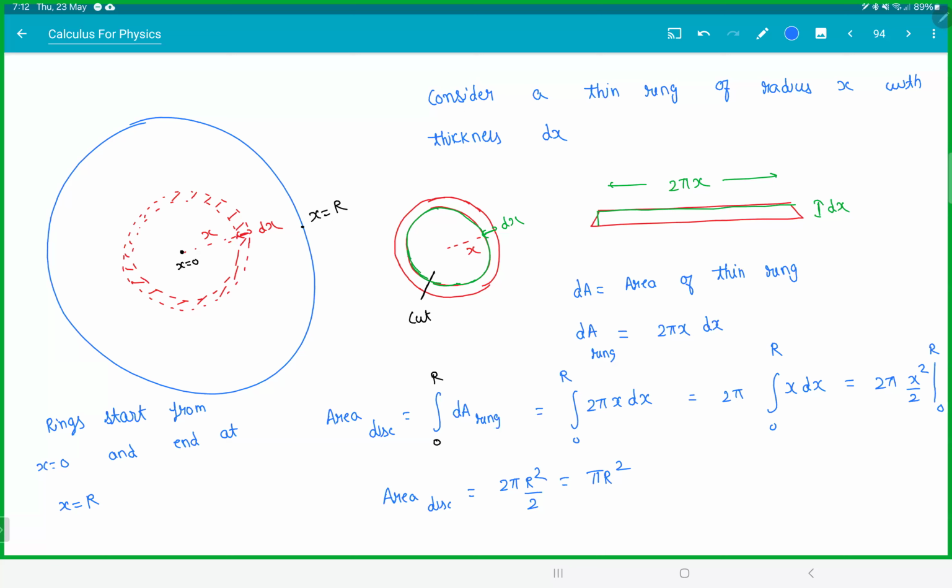Niharika, Abhinav, Adi, clear with this?